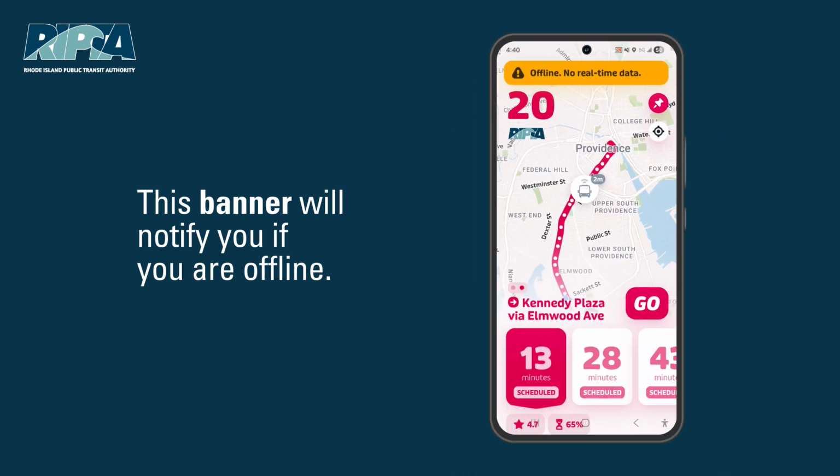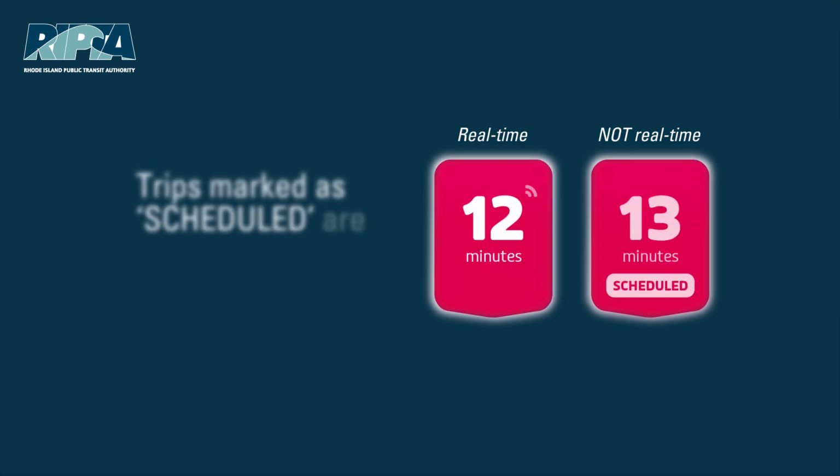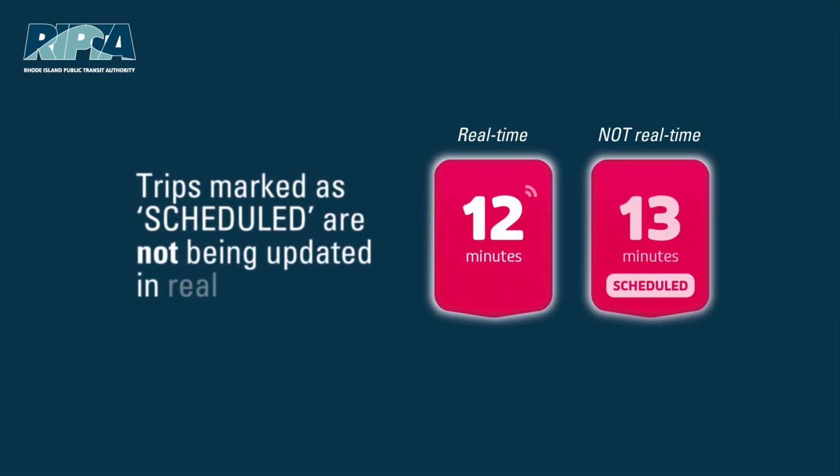Blurred crossfade transition to text on the left reading, "Trips marked as scheduled are not being updated in real time." To the right of the text, 2 versions of the bus trip arrival time element are shown. The first one has a radio waves icon, and text on the top of this denotes it as the real-time version. The second one does not have the radio waves icon and has a large label on the bottom reading "Scheduled." Text above denotes this as the version that is not real-time.